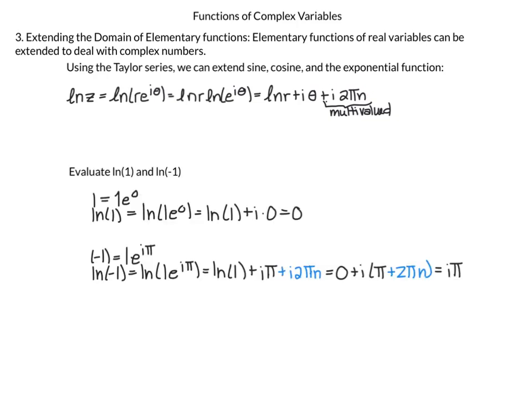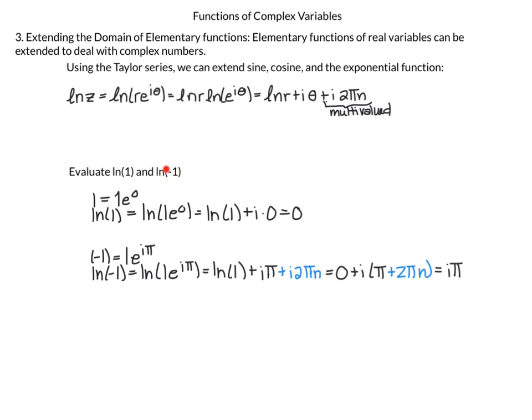Some examples of this formula: evaluate natural log of 1 and natural log of -1. So 1 is equal to 1 times e to the 0. So natural log of 1 is natural log of 1 e to the 0. With this formula, that means it's natural log of 1 plus i times theta, and theta for 1 is just 0. So this whole thing is equal to 0.